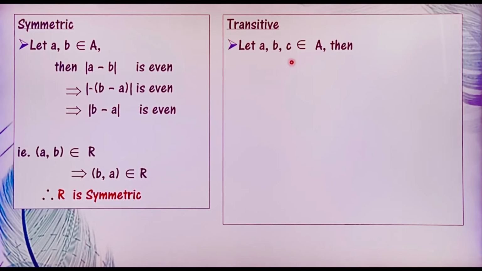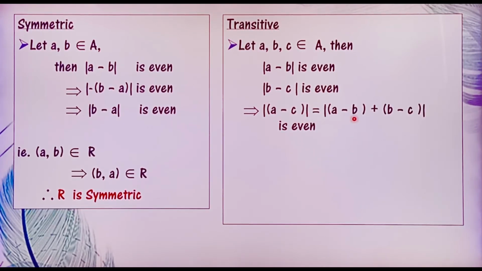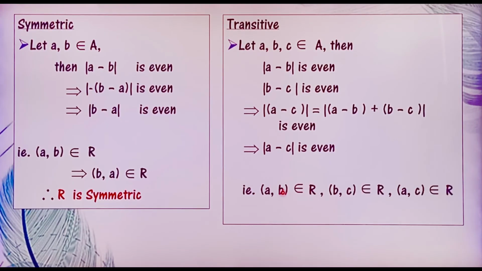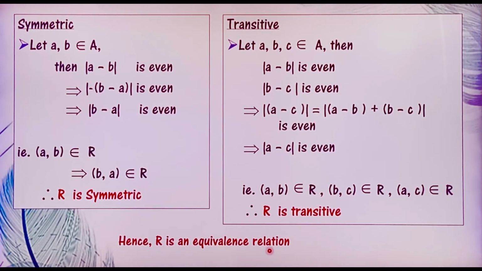Then transitive. Let a, b, c be elements of A, then |a − b| is even and |b − c| is even. Now, |a − c|. Add and subtract b, then we can see that |a − c| is the sum of two individual even numbers a − b and b − c, which implies |a − c| is even. That is, (a, b) belongs to R and (b, c) belongs to R implies (a, c) belongs to R. Therefore, R is transitive. Hence, R is an equivalence relation.